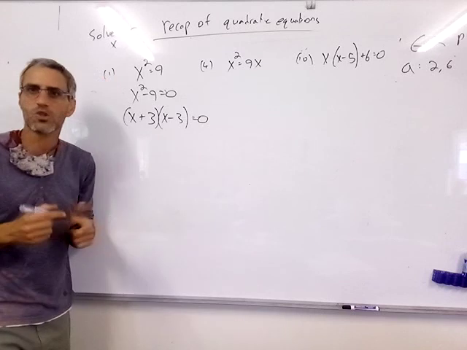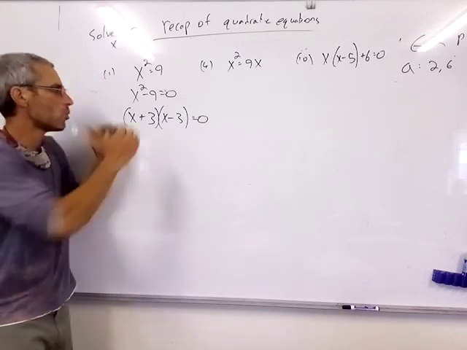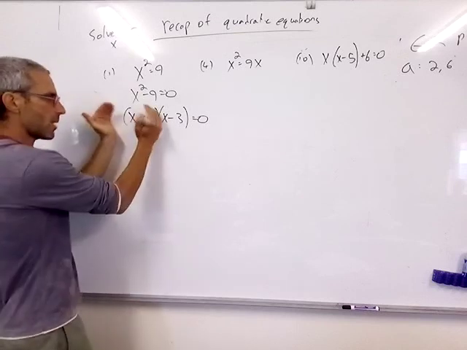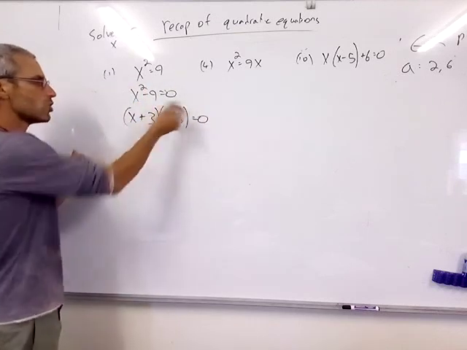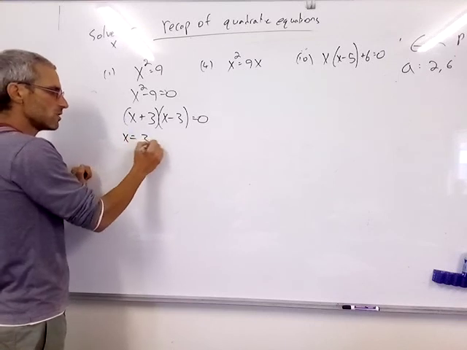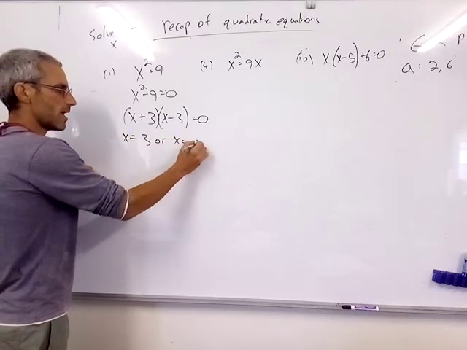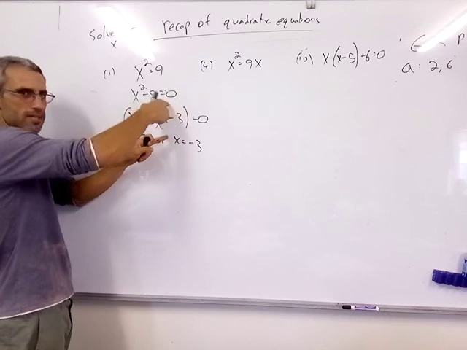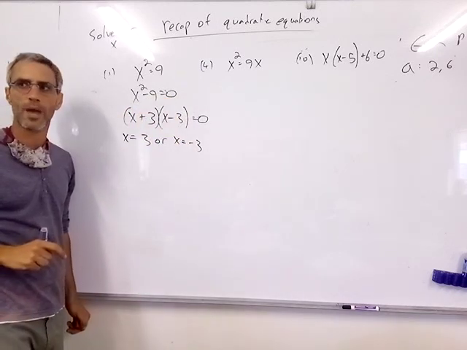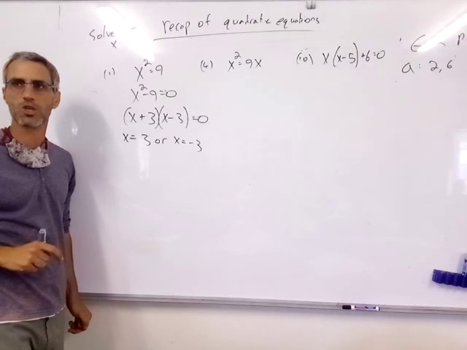Remember, when we try to solve a quadratic equation, we want to factorize it. We want a bracket times a bracket. And now you know what the answers are. x equals plus 3 or x equals minus 3. Plus 3 will make this bracket 0. Minus 3 will make this bracket 0. Are we happy with that? Do I need to pause for questions?